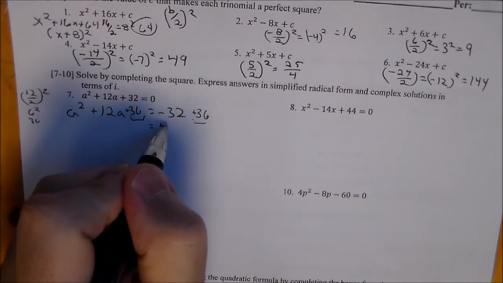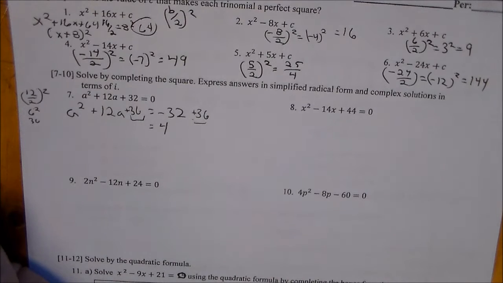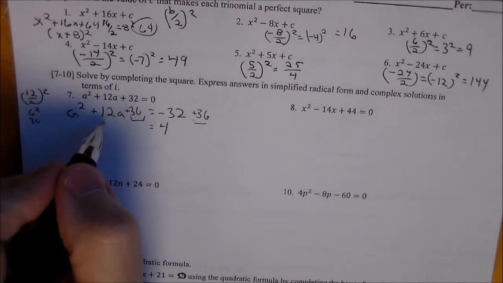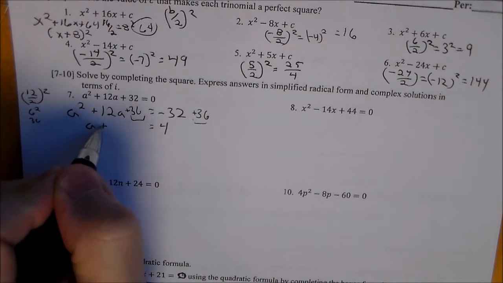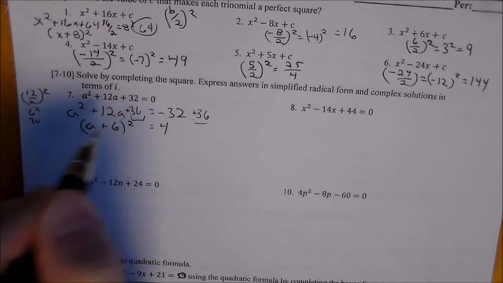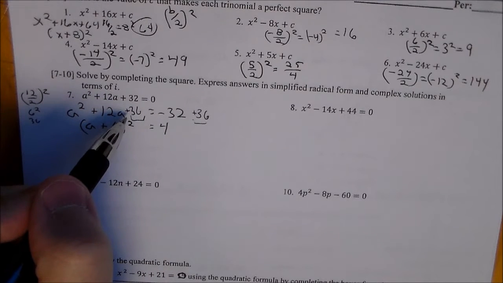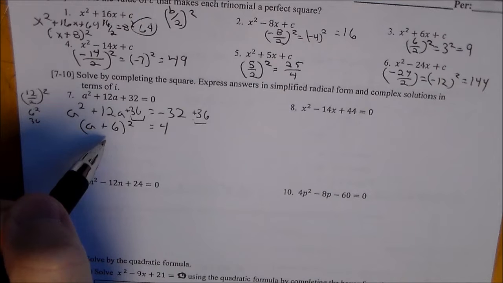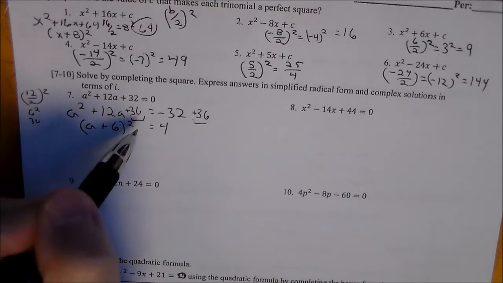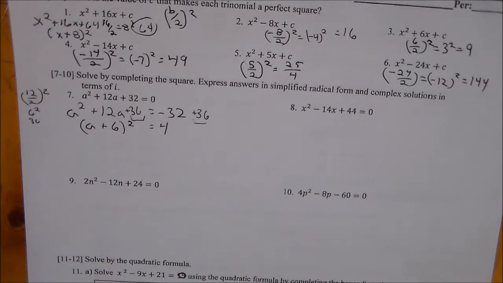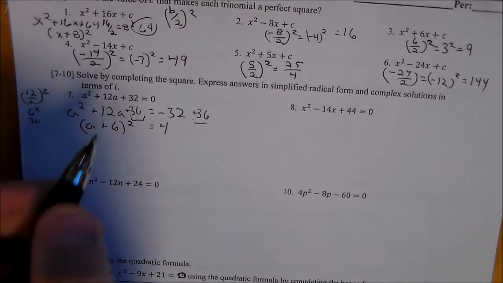Now the right side becomes 4, because it's negative 32 plus 36. The left side is going to become a plus 6 squared, because the number that multiplies to 36 and adds to 12 is 6, and that factors. It should work like this. It should simplify to be a single term twice whenever we do this, because that's the purpose of completing the square.